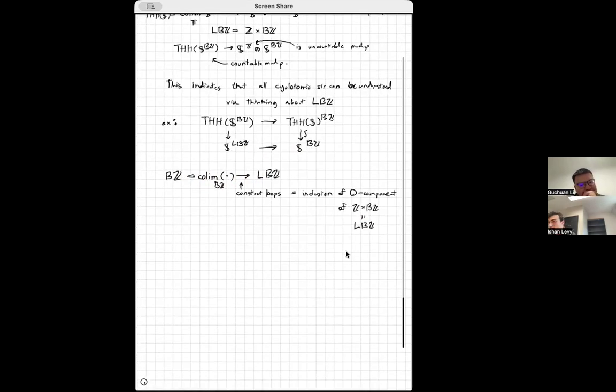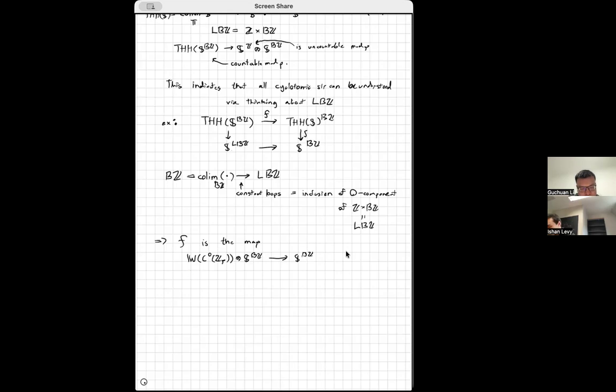And so what you learn is that this map that we were interested in, let's call it F, is in fact the following map. Remember this, we identified THH of this with the spherical Witt vectors of continuous functions on Z_p tensored with cochains on the circle. And what this is saying is that you can identify this map that we're interested in with the evaluation at zero.